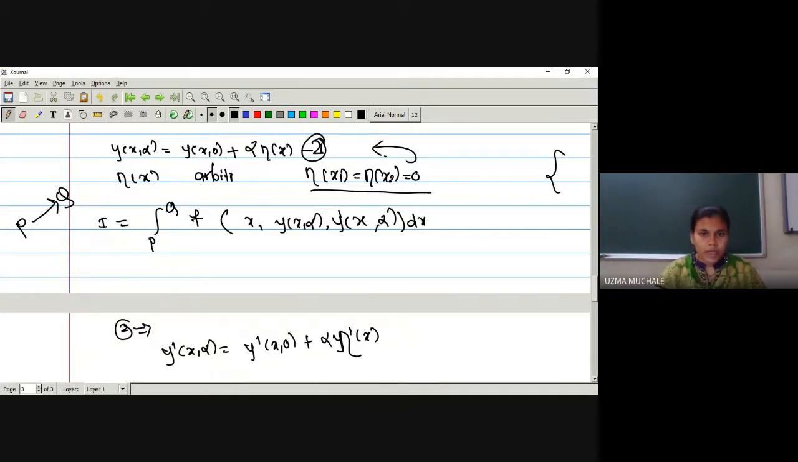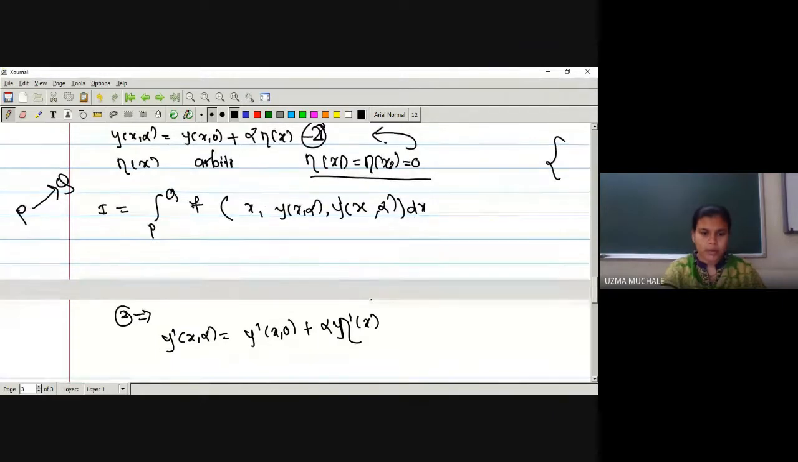So to find y dash from equation 2, from the infinitely many path equation, we just have to differentiate this with respect to x. This will be y dash, which is equal to y dash of x0 plus alpha, which is a constant, so we keep it as it is. Eta is a function of x, so we differentiate this eta, and that will be eta dash of x. Right?